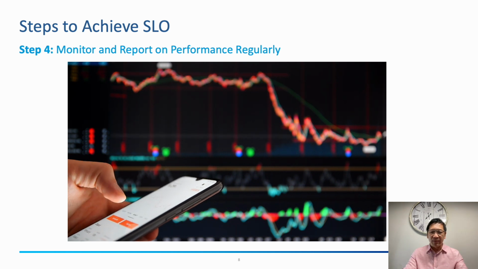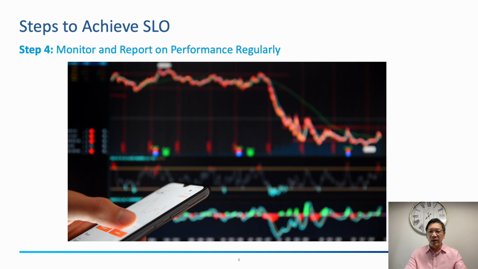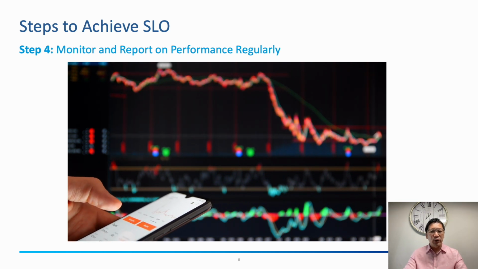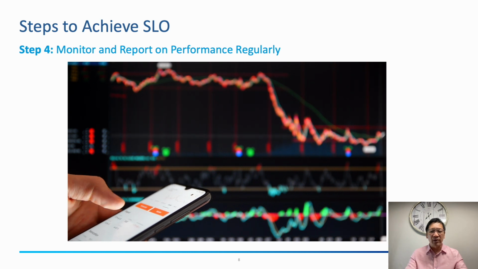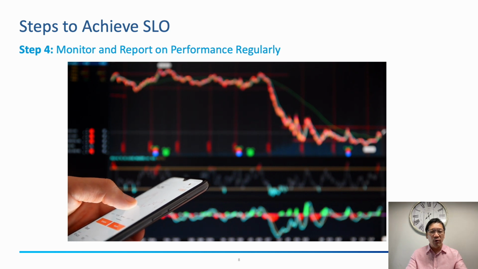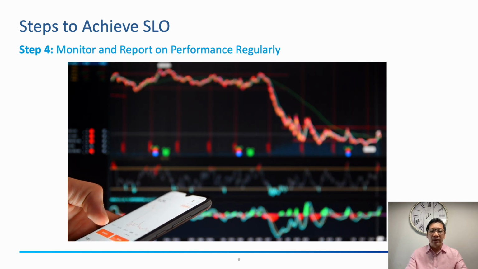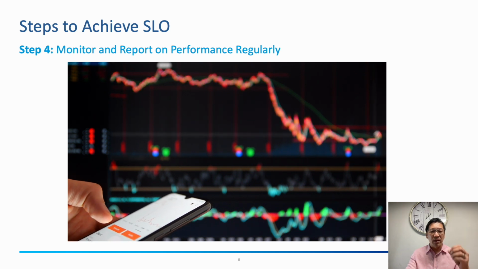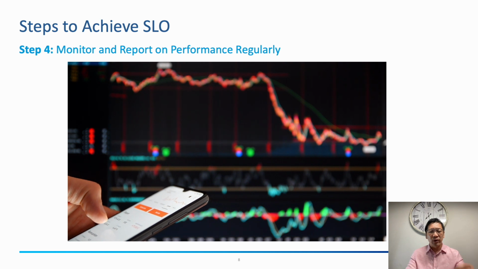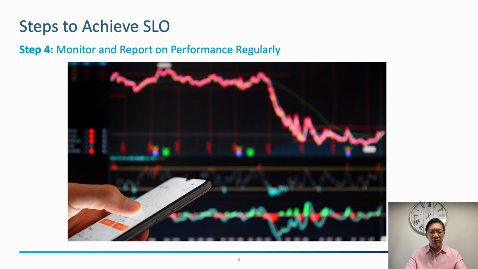The final step is to monitor and report on network performance regularly, and this needs to be done on a consistent basis. This involves tracking the performance metrics and comparing them to the established performance goals. By monitoring and reporting on performance, you can identify potential issues or risks and take corrective actions to ensure that the network meets the SLO. This will help you ensure that the network is performing optimally and meeting the needs of your business and customers.